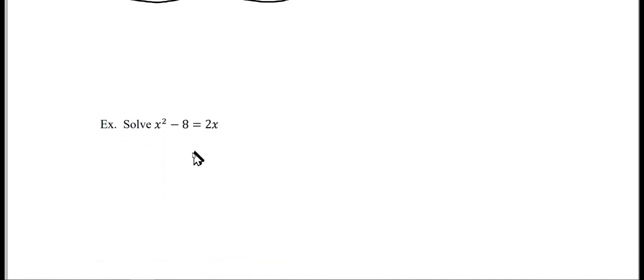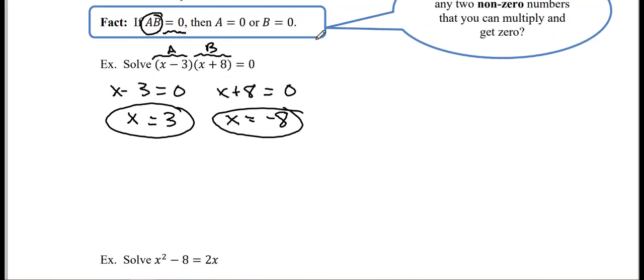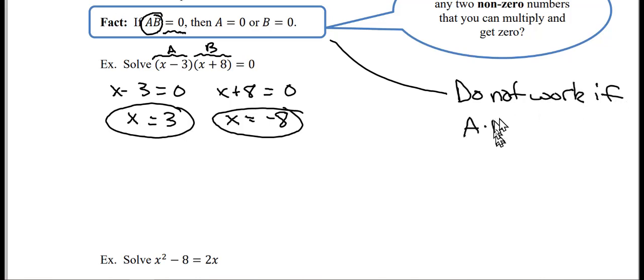Here I don't have anything equal to 0, and it's not factored. So a couple of important things about this fact that we have up here. This does not work if a times b is equal to anything other than 0, a non-zero number. It doesn't work. So let me give you an example.